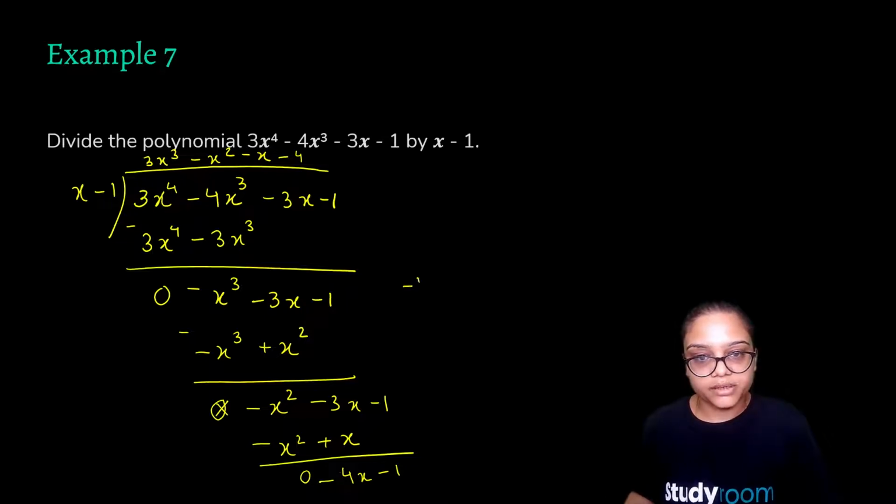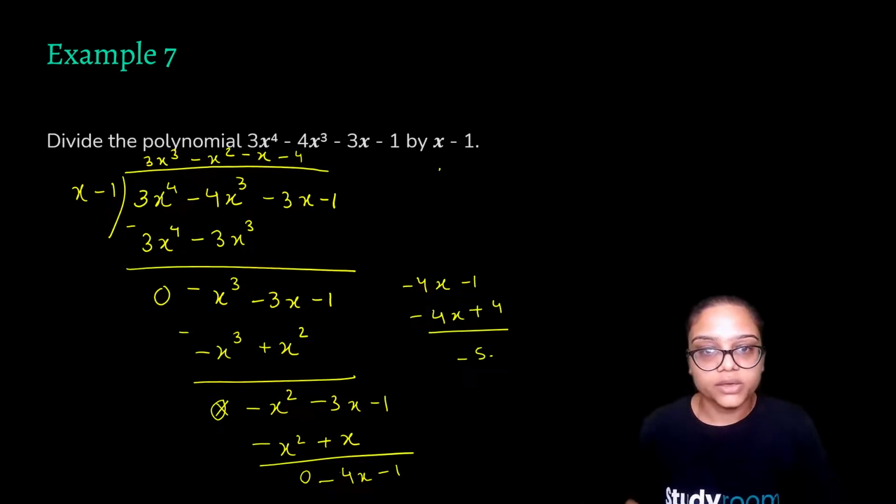I'm writing it here: minus 4x plus 4. When we subtract, we'll get minus 5. So tell me, what's the question? It's a polynomial with degree 3.